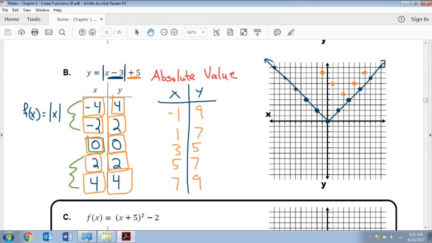And again, if you notice, you can continue it out like that. There's a point right there. That would be a point right there. Okay, and that is your new graph. Ta-da!